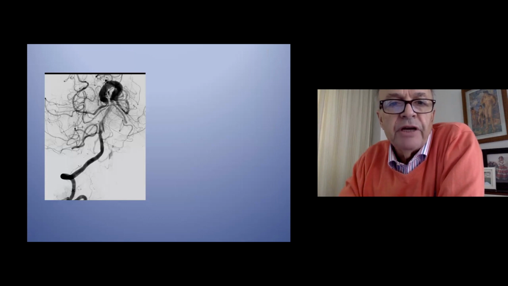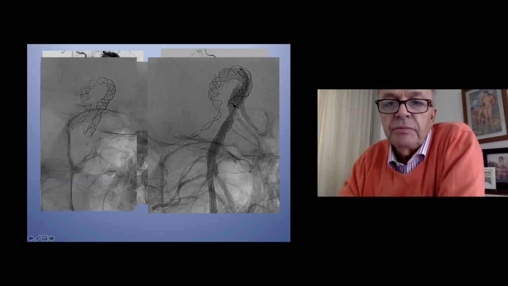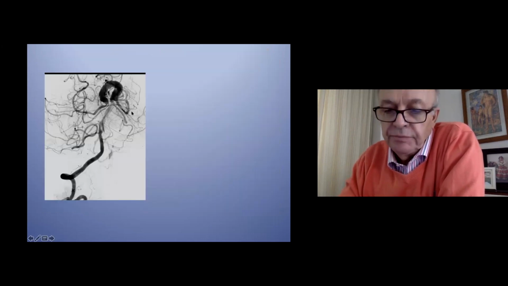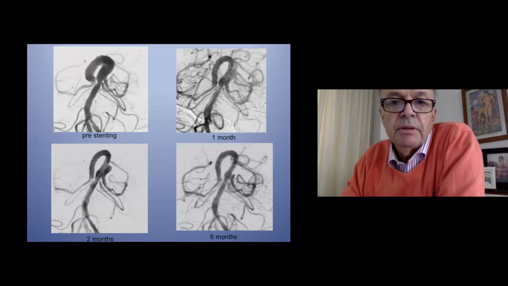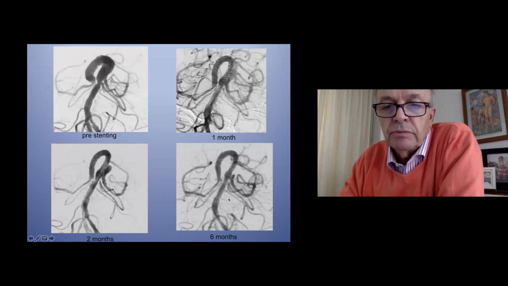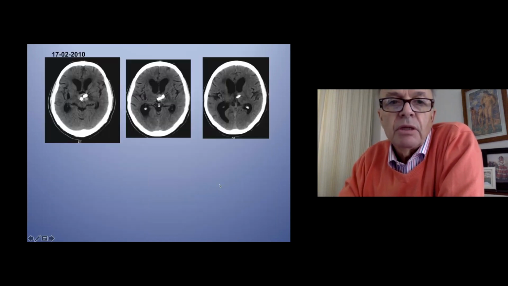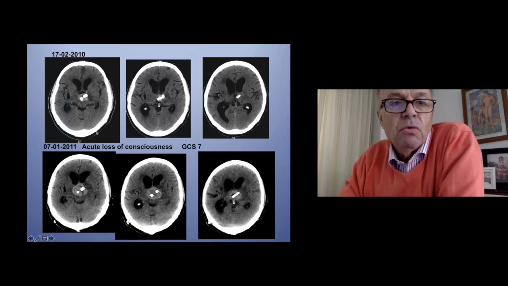This is the first, okay, this is the stent. But this is the evolution. Initial, presenting, 1 month, 2 months, 6 months. Very good picture. The patient is stable, but this is the 2010, February, the final control. 1 year later, the aneurysm regrowth after 7 Leo.